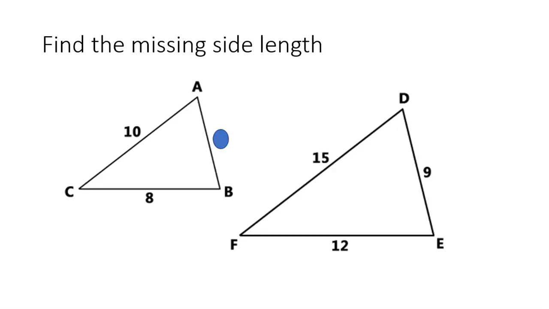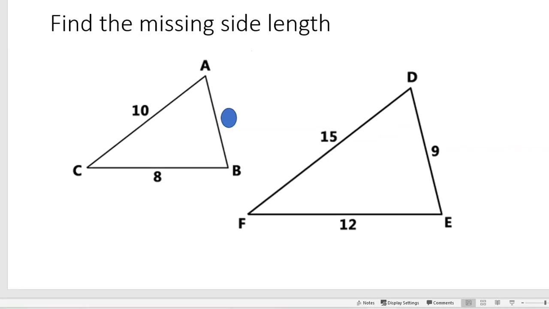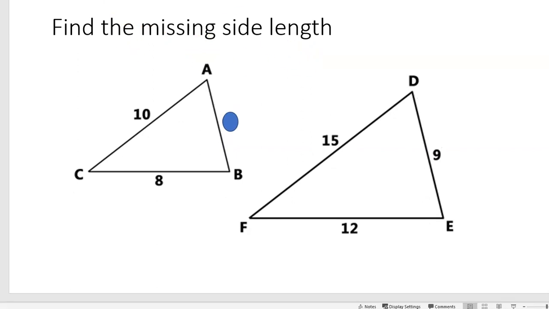So, in order to find the missing side length on a similar figure, we want to find that length right there. Well, it happens that you can find these side lengths by doing a cross product.